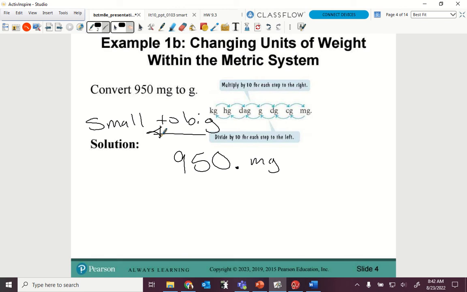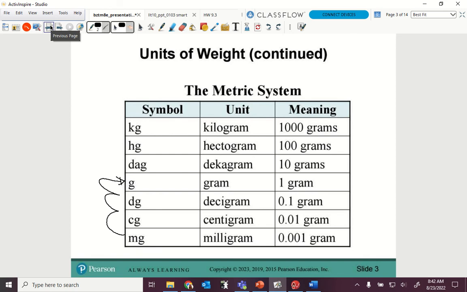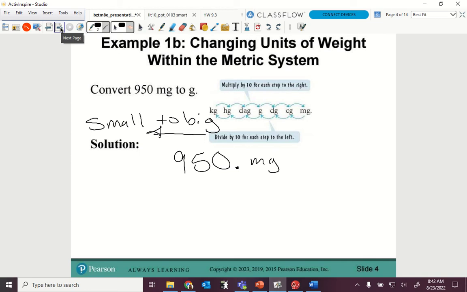So how many places did I move it? Let's go back to the chart. It goes up 1, 2, 3, right? Okay, so it's 3. So 1, 2, 3. The new unit would be 0.95 grams. They're the same. They are equivalent. We just did that.